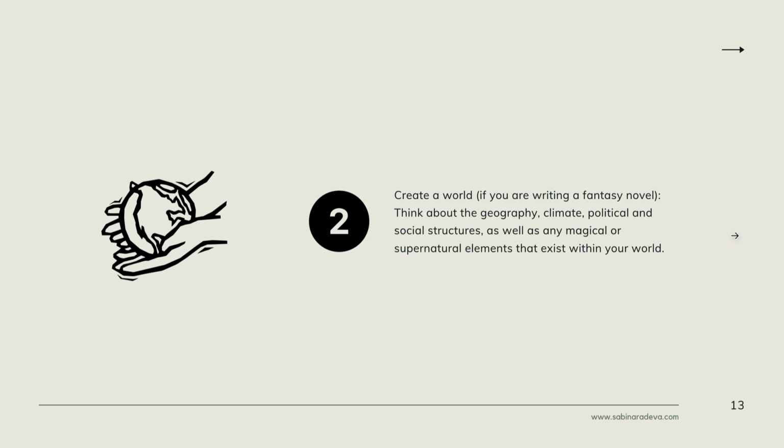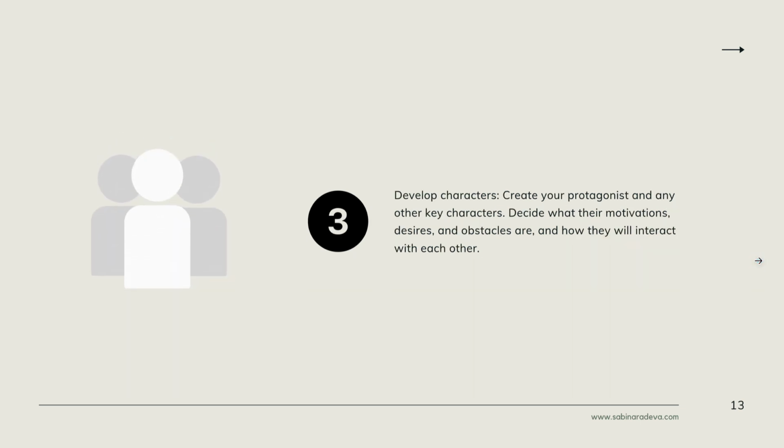Second, create a world if you're writing a fantasy novel. Think about the geography, climate, political and social structures, as well as any magical or supernatural elements that exist within your world. Third, develop your characters. Create your protagonist and any other key characters. Decide what their motivations, desires, obstacles are, and how they will interact with each other.